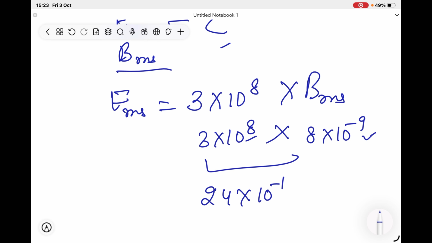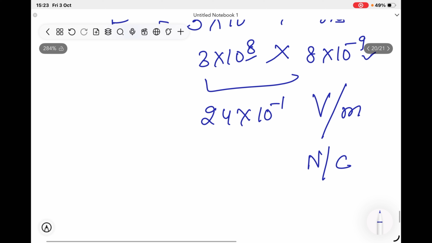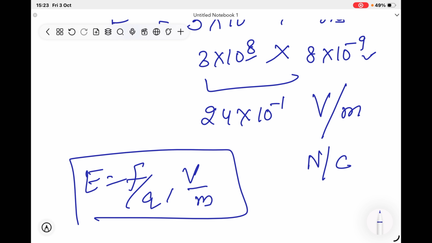You should write the unit. There are many units for electric field: volt per meter, or Newton per coulomb according to F by Q. The electric field's formula is F by Q and also V by m. So you can write the unit from either. So this is how it will be done.